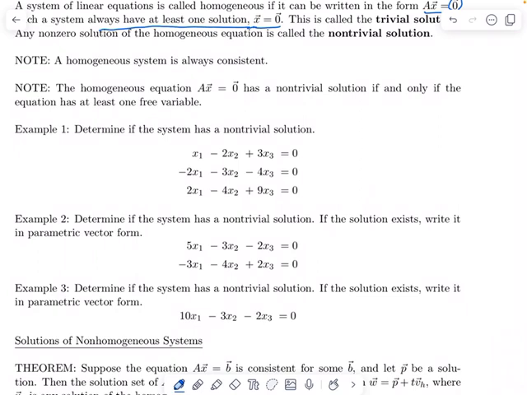So here in examples 1, 2, and 3, the question is asking to determine if the system has a non-trivial solution. In the second and the third, it says determine if the system has a non-trivial solution, and if the solution exists, write it in parametric vector form. We will do that. So it looks like in the first case there is no non-trivial solution, because they didn't say if the solution exists. Anyhow, let us look at these examples down here.